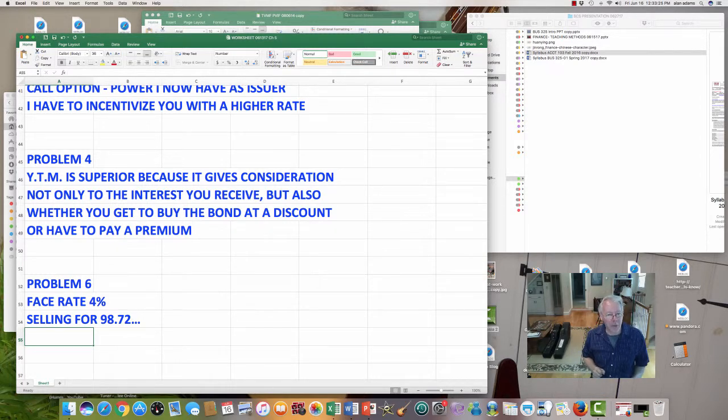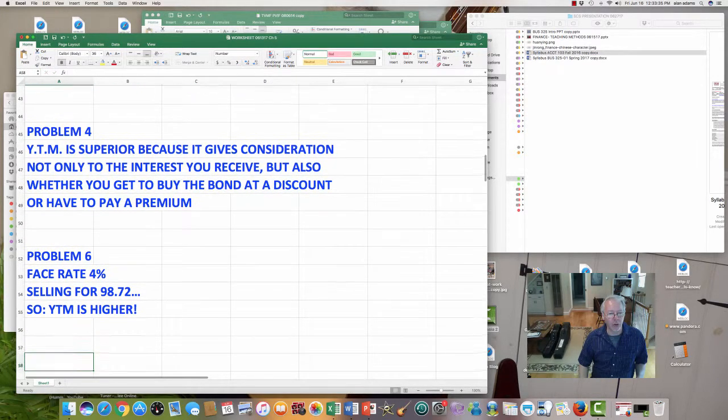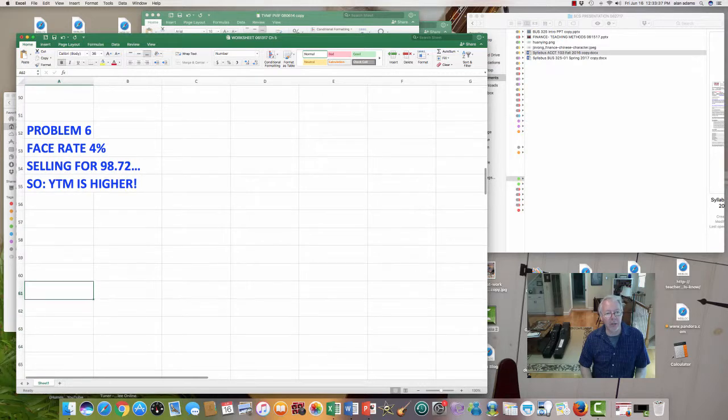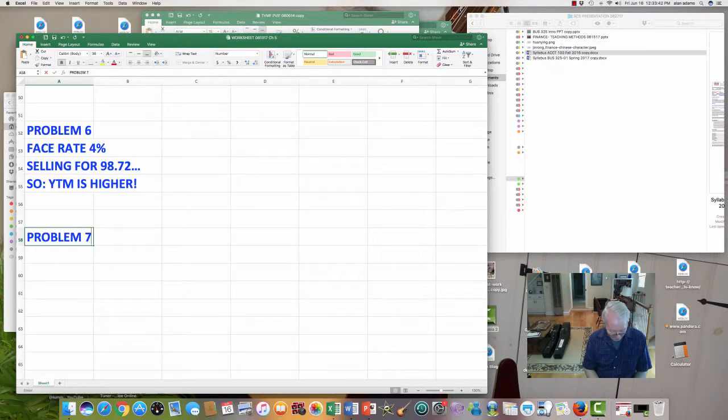If you pay a premium for this bond, the YTM would be lower, okay? So YTM is higher. When you do yield to maturity, you consider all economic ways that you benefit, not just the interest rate itself. Okay? As always, get in touch with me with any questions on any of these. Okay, friends? Okay. Number 7, the YTM is hard to calculate unless you've got a financial calculator or Excel.